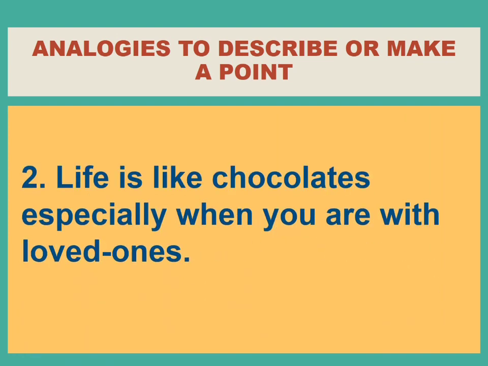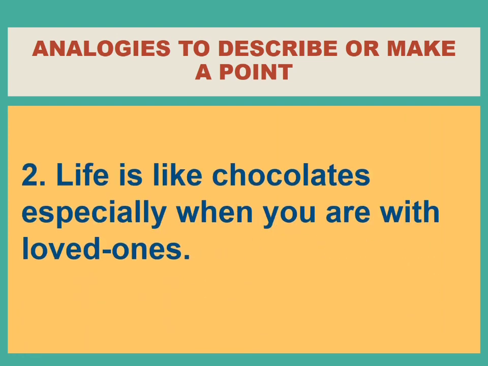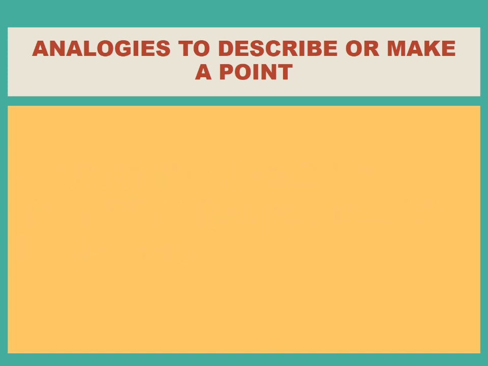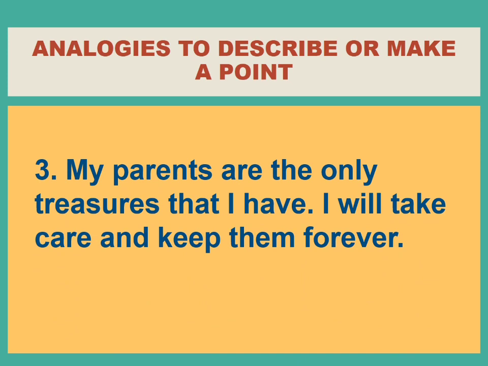Second, life is like chocolates, especially when you are with loved ones. In the sentence, life is compared to chocolates, which means life is sweet, especially when we are with our loved ones. The third is, my parents are the only treasures that I have. I will take care and keep them forever. In this example, the word parents is compared to treasures, which means that the parents are very important. So, the speaker said that he will take care and keep them forever.